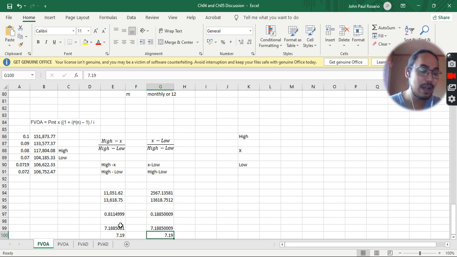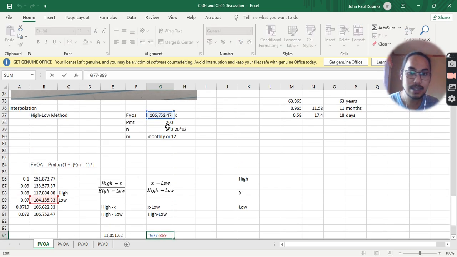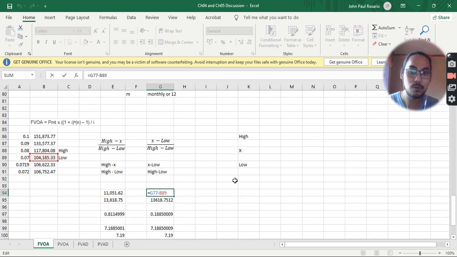On the second high-low approach, what we do is this. Same. So x minus low. Our x minus low would be our x of 106 less our low of 104.